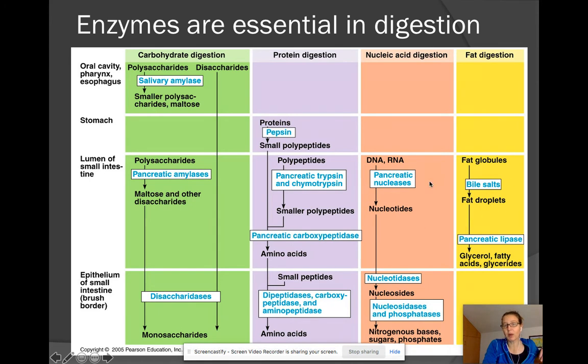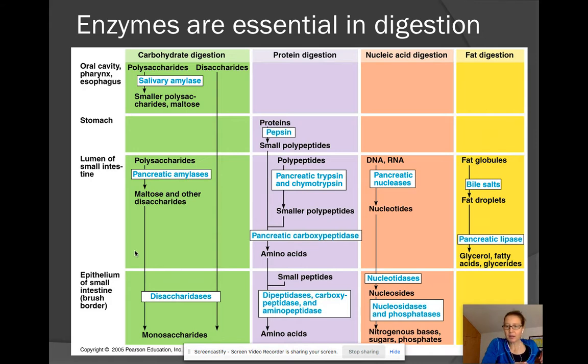So these ones won't start happening until it's already in the small intestine. I'm going to go through on another slide and show you some examples of enzymes that would be good for you to know. Now, where do these enzymes come from? Well, obviously the salivary amylase ones are made in the mouth, in the salivary glands, and then the pepsin is made in the stomach.